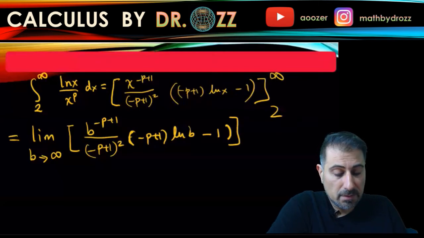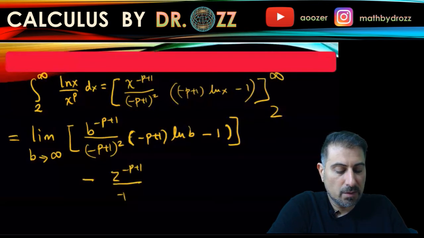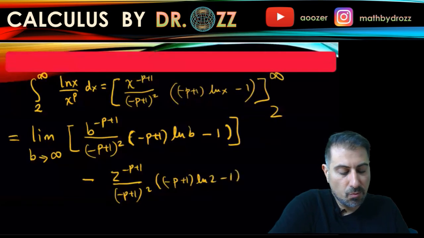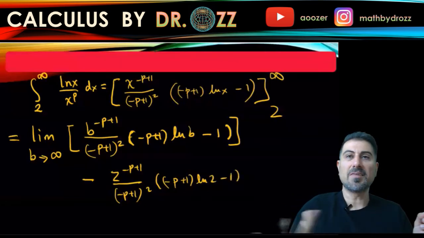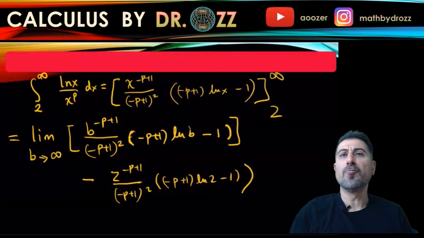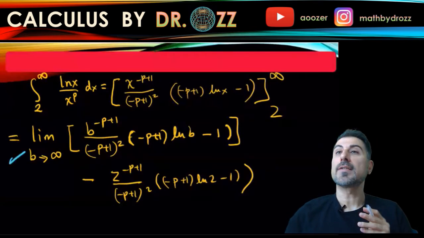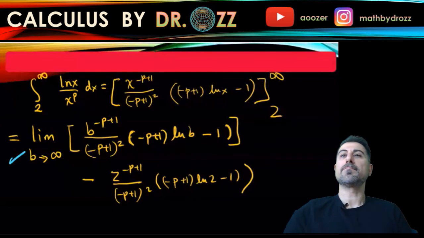And the lower limit is going to be 2 to the negative p plus 1 over negative p plus 1 squared, times negative p plus 1 ln 2 minus 1. So I don't need to worry about this term. In fact, it's a finite number. What worries me is this limit here. I have to pay attention to that.